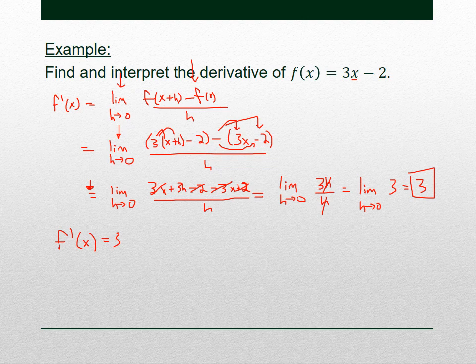We also need to interpret that. So f prime of x is 3. For the interpretation, I'm not going to write it down, but remember we have two interpretations. That means the instantaneous rate of change is 3 for all x values, because this is constant. It's always 3 no matter what x you plug in. And that means that the slope of the tangent line is also always 3 no matter what x value you are looking at. This one, find and interpret y prime for y equals 2.